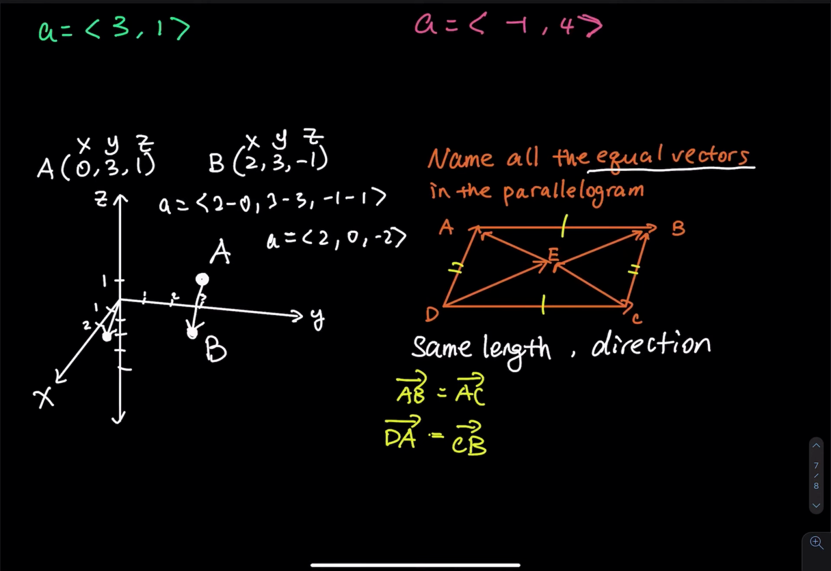What else? And then how about DE and EB? DE and EB. Vector DE equals vector EB. And what else? How about EA and CE? Right? So EA is equal to vector CE.